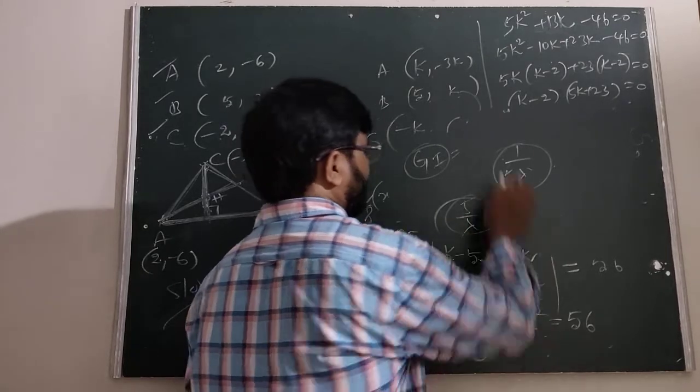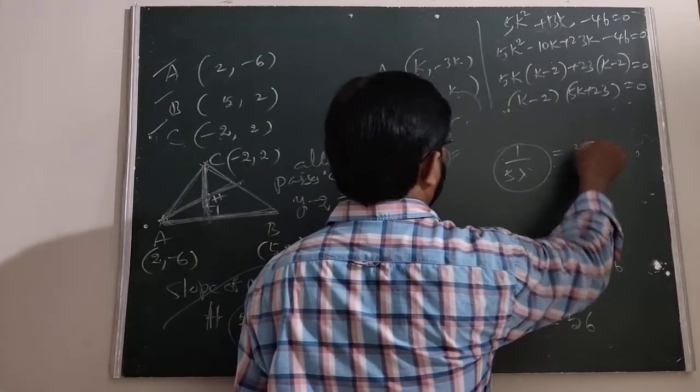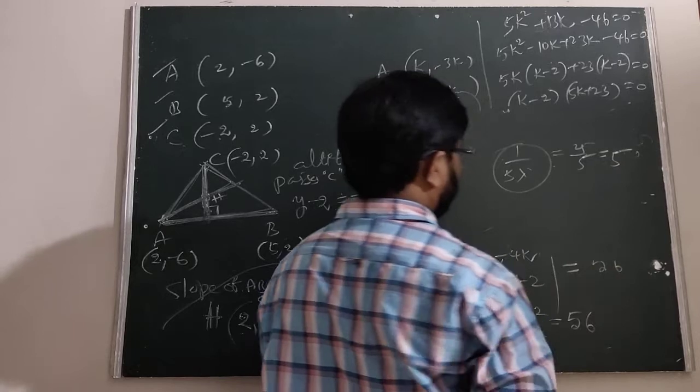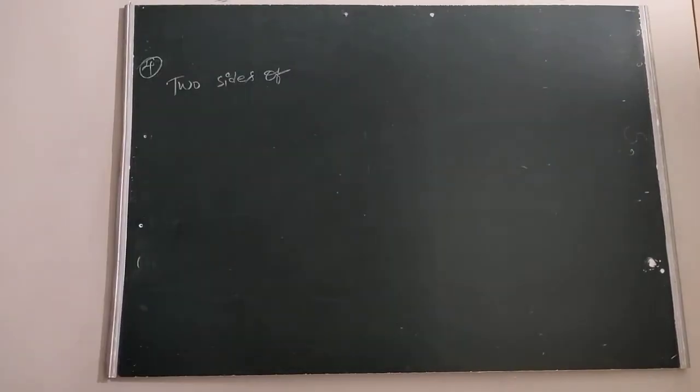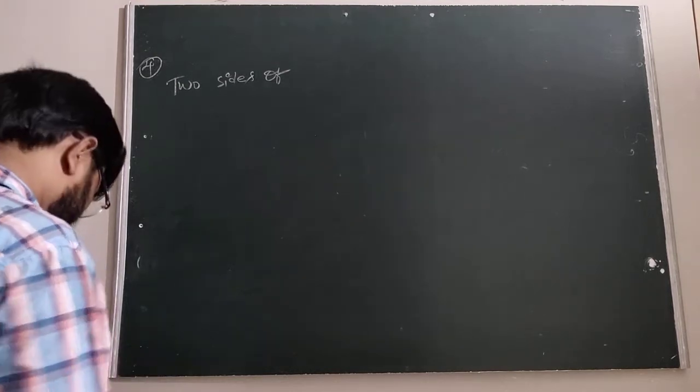Is it clear? Now 25 by 5 is 5. Okay. Right. Two sides of a rhombus.